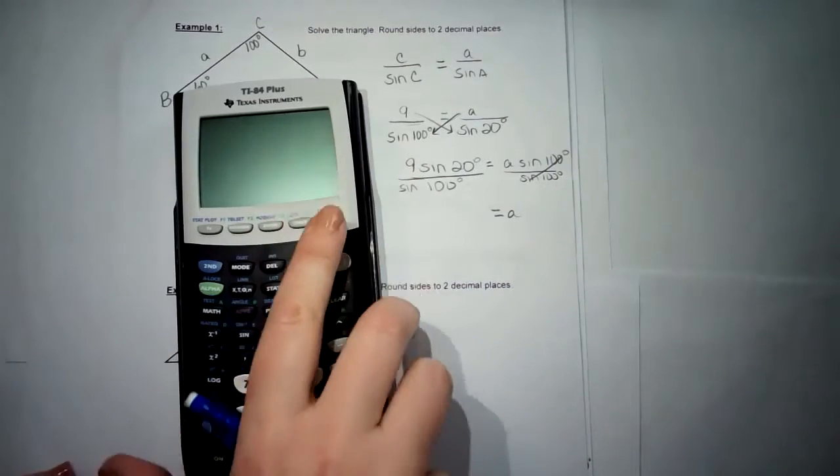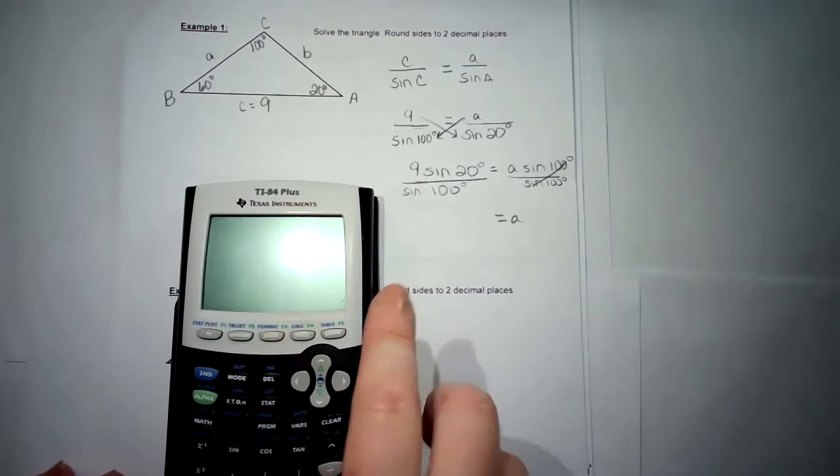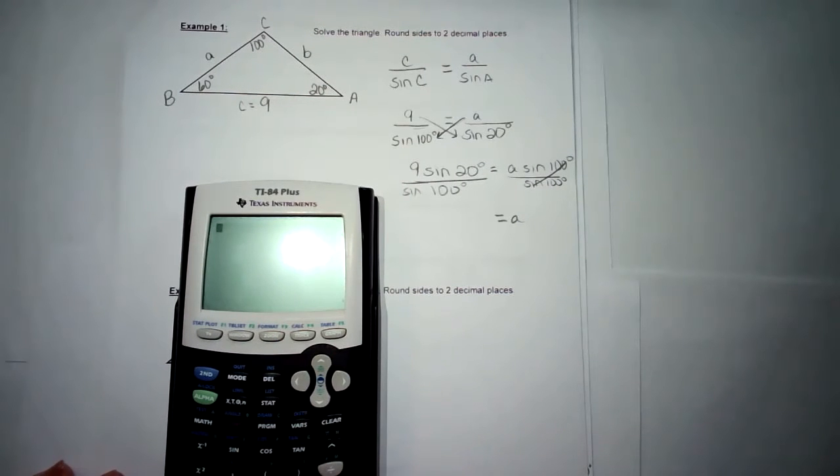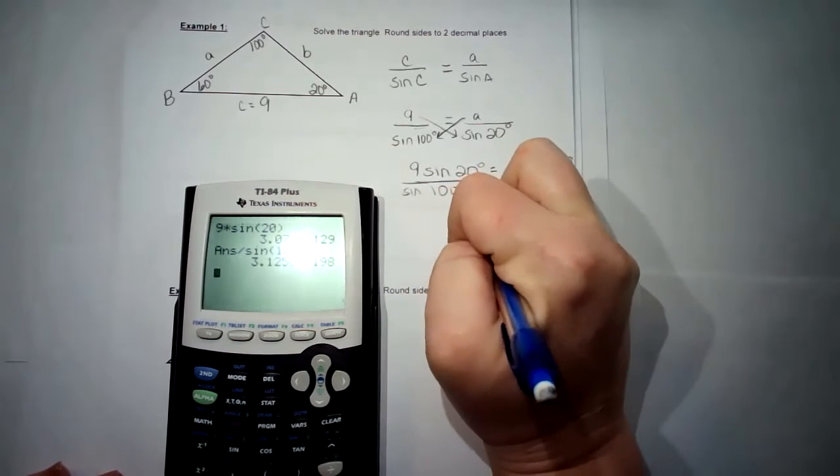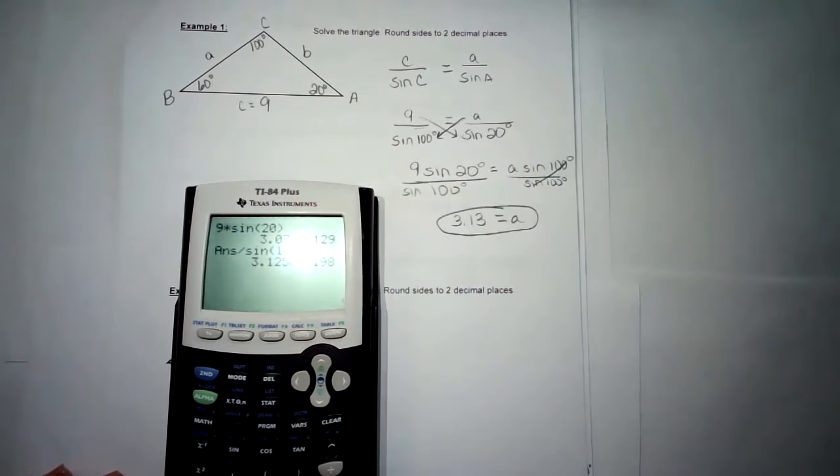Okay, so here we go. I'm going to put it in my calculator. I have it in degree mode. I'm going to do 9 times the sine of 20 divided by the sine of 100. And it turns out A is 3.13. And there we go.